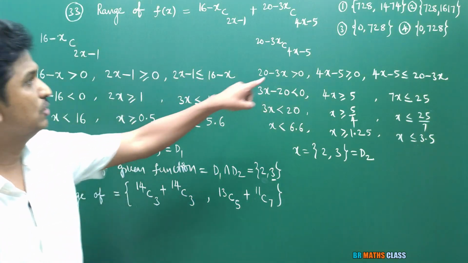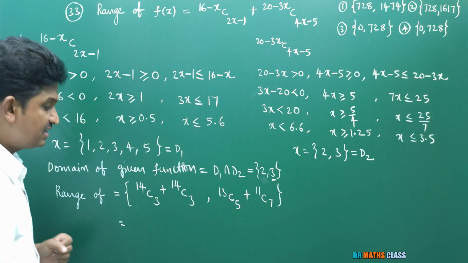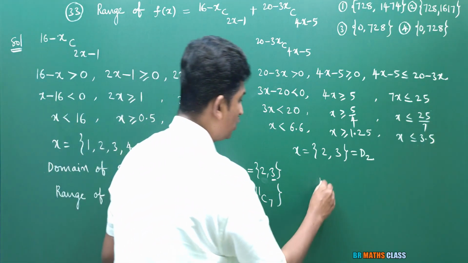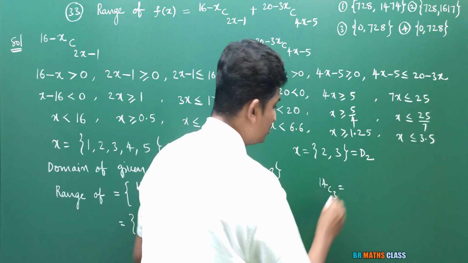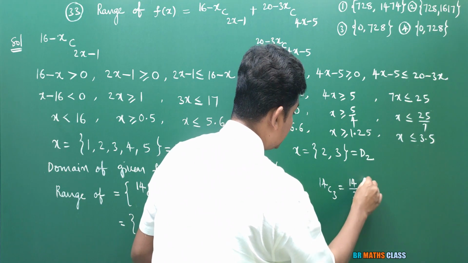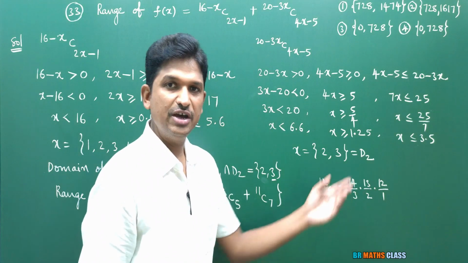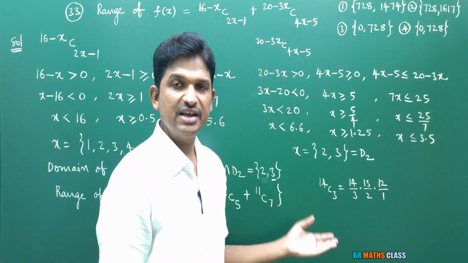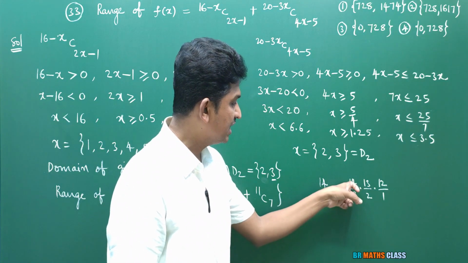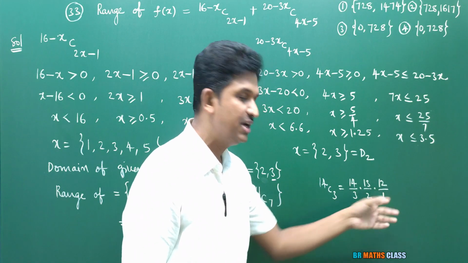But in the options you observe they have given some numbers. That means we need to calculate these values. 14C3 plus 14C3 is 2 times 14C3. How will you calculate 14C3? In permutations and combinations you will learn this. 14C3 is 14 divided by 3 into 13 divided by 2 into 12 divided by 1. This is the easy way of calculating nCr. Another formula is there, n factorial divided by (n minus r) factorial into r factorial, but this is the easy way. You start with 14 divided by 3 and you start writing decreasing numbers. When you get 1 in the denominator, there we will stop.